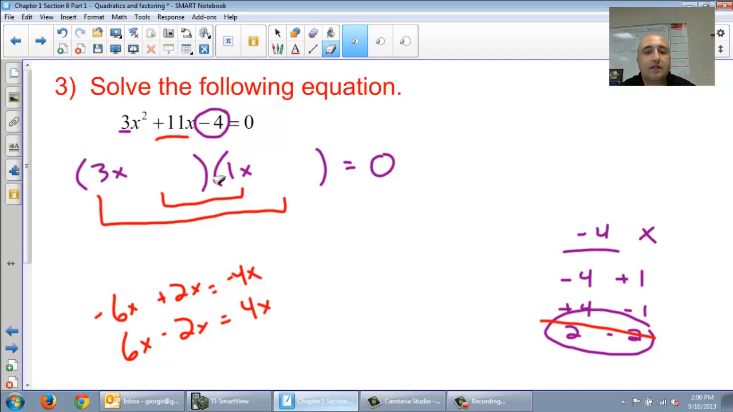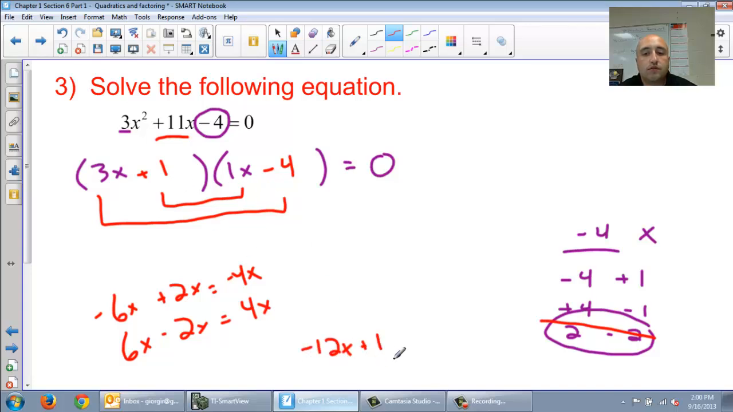So I'm going to try the negative 4 here and the positive 1 here. Okay, and we're going to see if it works. 3x times negative 4 is negative 12x. 1 times 1 is 1. Negative 12 plus 1 is negative 11x. Is that what we want? No, we want a positive x.